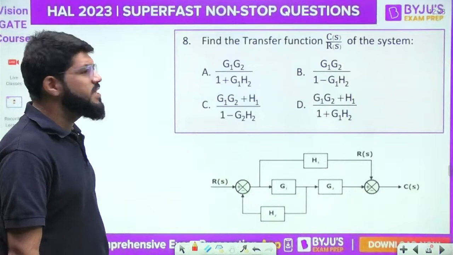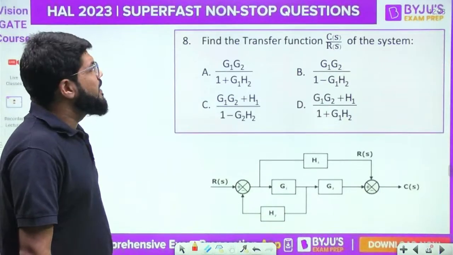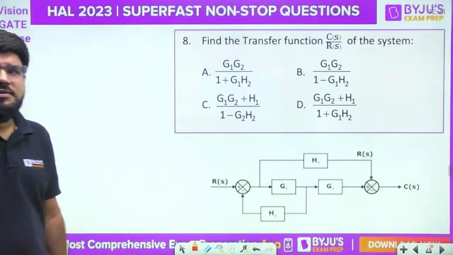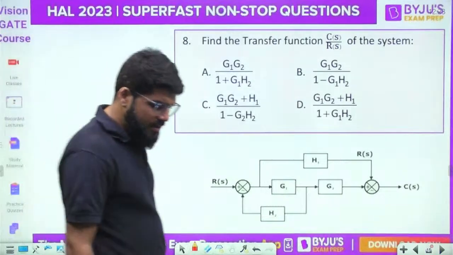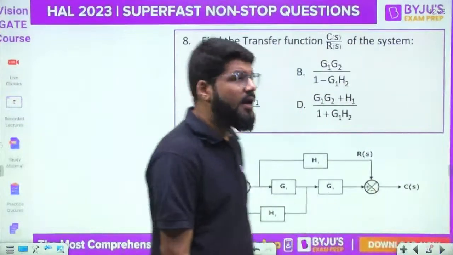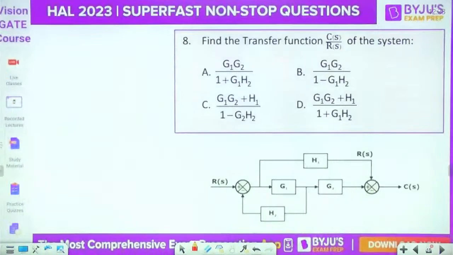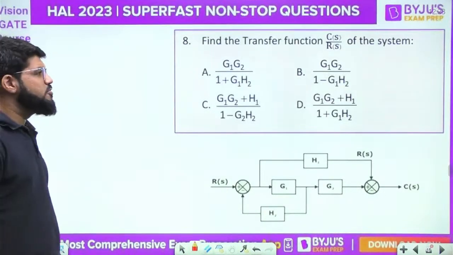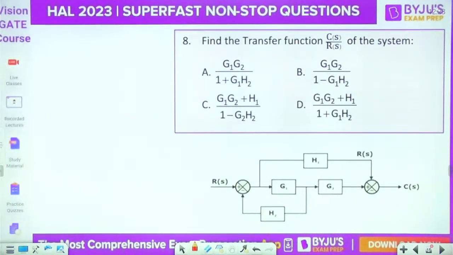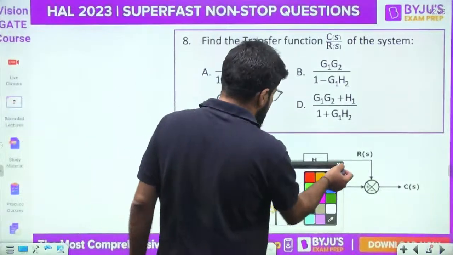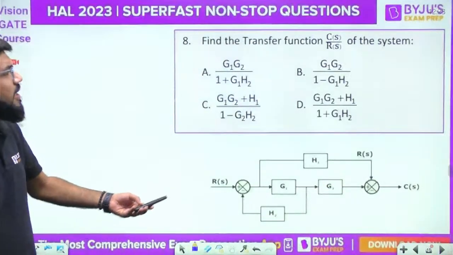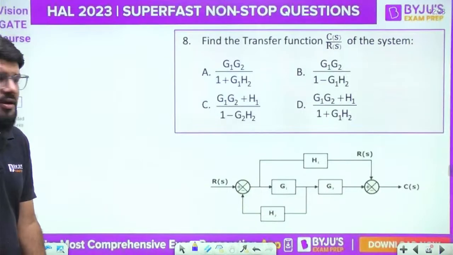Find the transfer function C by R of the system. Nikal lete. Options: G1 G2 upon 1 plus G1 H2, G1 G2 upon 1 minus G1 H2, etc. So let's do it up quickly. Now we have the transfer function. We have the block diagram actually given.